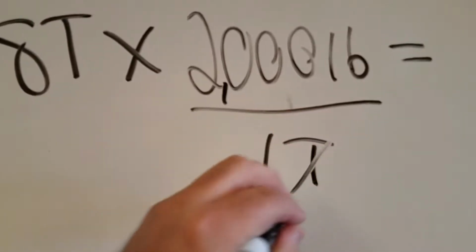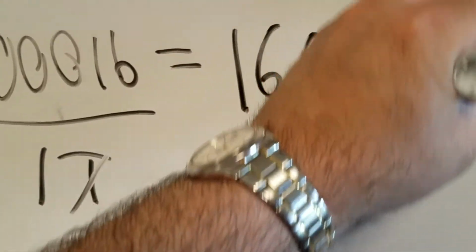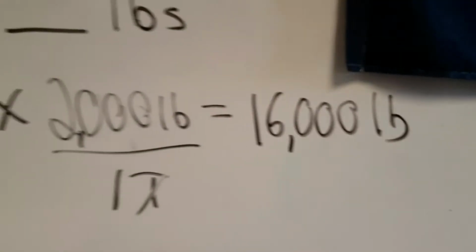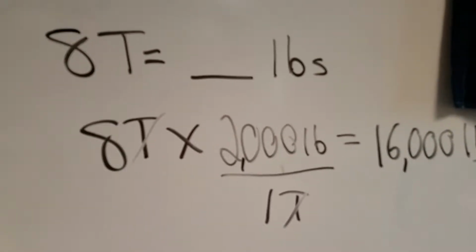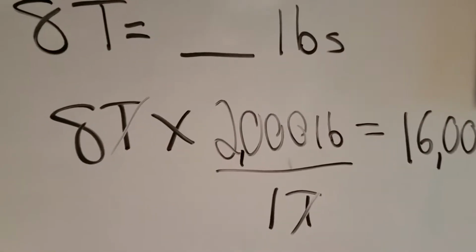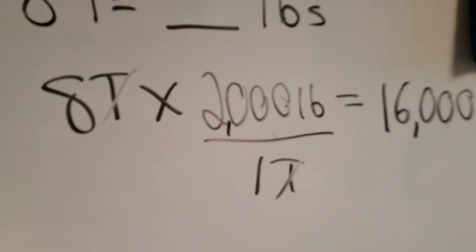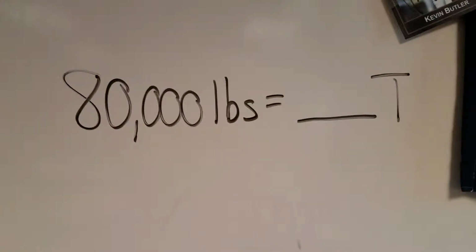So these cancel each other out. 8 times 2,000 equals 16,000 pounds. So my answer is 16,000 pounds. 1 ton is 2,000. 2 is 4,000, etc. So 8 tons times 2,000 pounds in 1 ton equals 16,000 pounds. Okay, so what about this one?